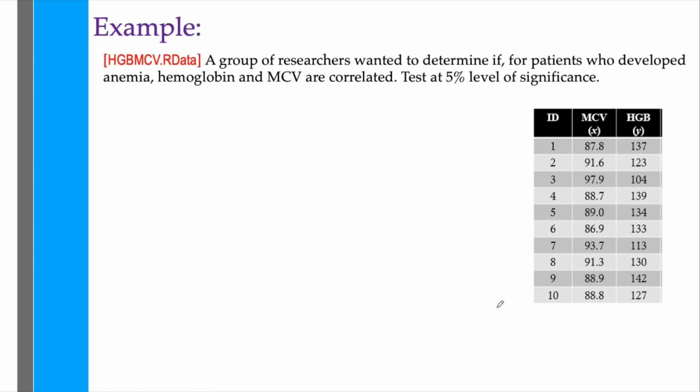Now, to show you an example, suppose that a group of researchers wanted to determine if for patients who developed anemia, hemoglobin and MCV, which stands for mean cell volume, which is a part of the complete blood count test or the CBC, are correlated. Test at 5% level of significance. So again, your null hypothesis here implies no correlation, and the alternative hypothesis implies that there is a correlation between the two variables. In this case, the two quantitative variables are hemoglobin and MCV. So suppose this is your X and this is your Y.